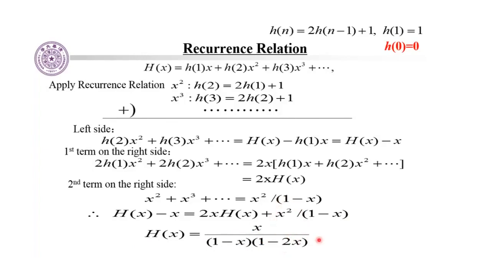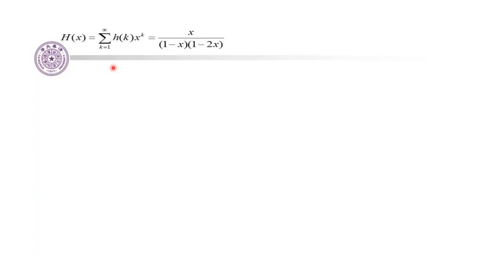This is a fraction expression of the corresponding Hanoi Tower generating function, but it doesn't end yet. We also need to solve how to obtain the coefficient of each x to the kth power, which is the corresponding counting sequence. Next, let's think about it. The generating function should be expressed as hk multiplied by x to the kth power. We're going to solve hk.